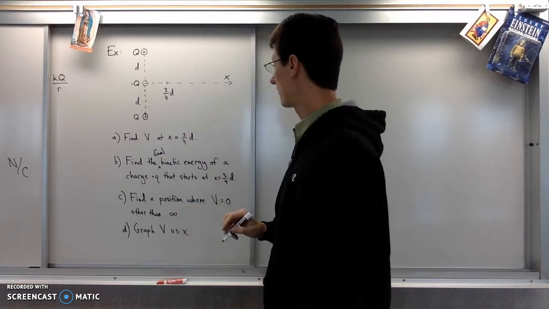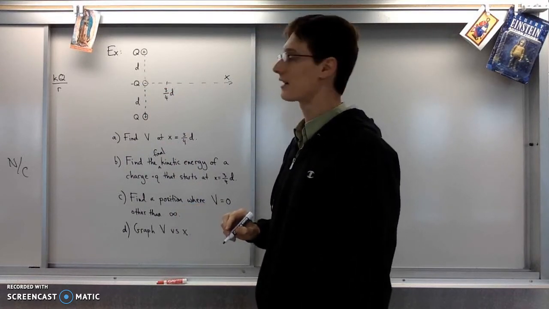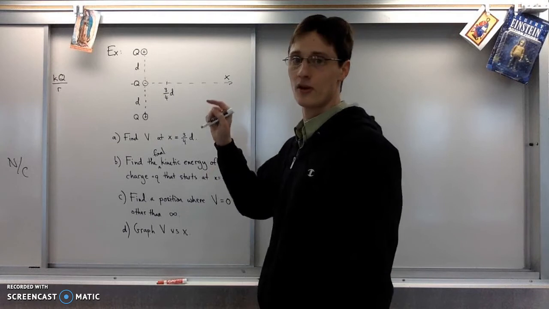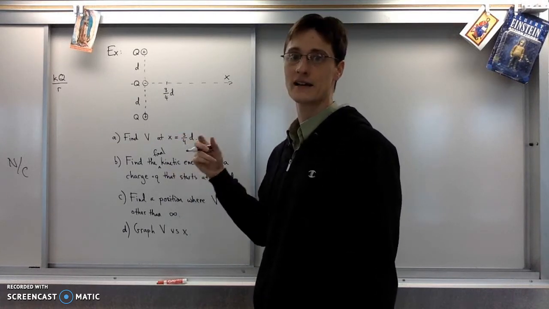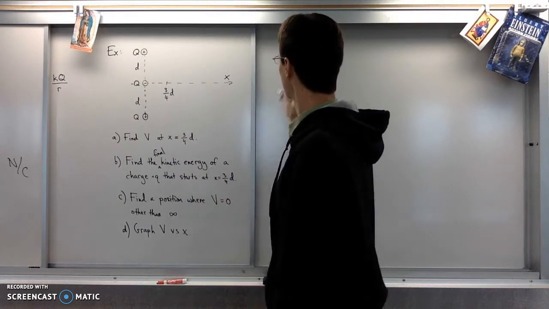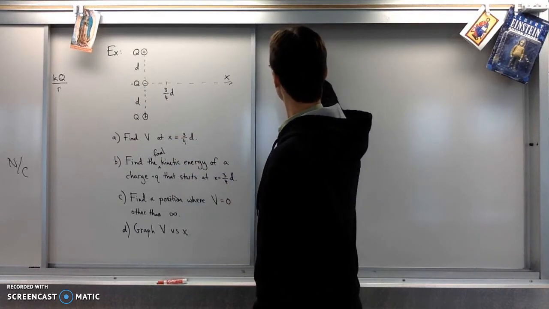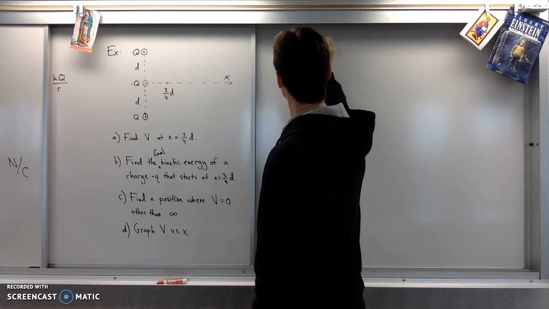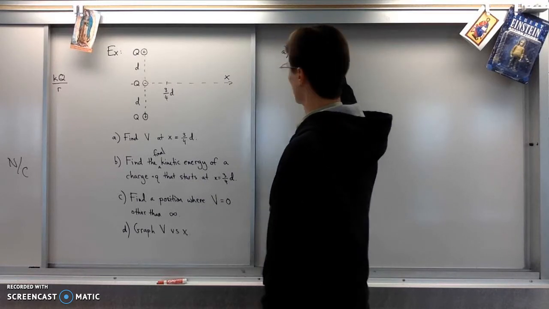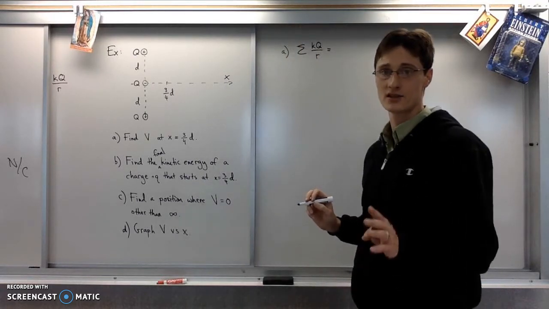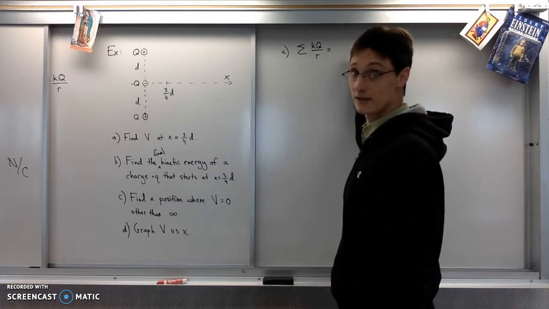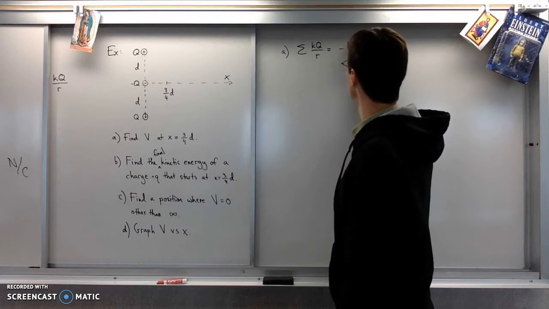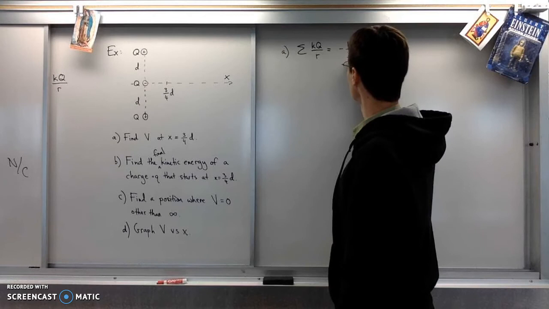In order to work out the potential at that point, we've got to figure out how far each of the charges are from that point, and then we just add up all the various potentials. So that's going to look like just sum of KQ over R is going to be the potential. All right, let's start with the negative one because that's the easiest. The potential due to the negative charge is going to be negative KQ over 3/4 D.